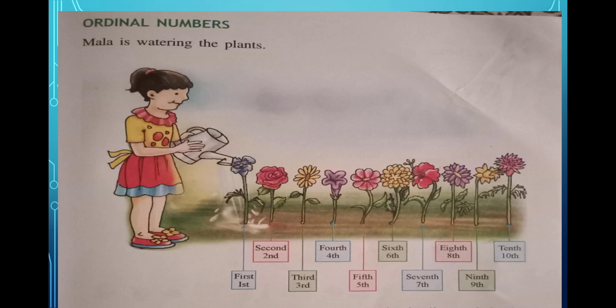In place of one we say first. In place of 2 we say second. In place of 3 we say third. In place of 4 we say fourth. That is called ordinal numbers. Numbers which are used to tell the position of the objects in a line are called ordinal numbers. Once more I repeat it: numbers which are used to tell the position of the objects in a line are called ordinal numbers.